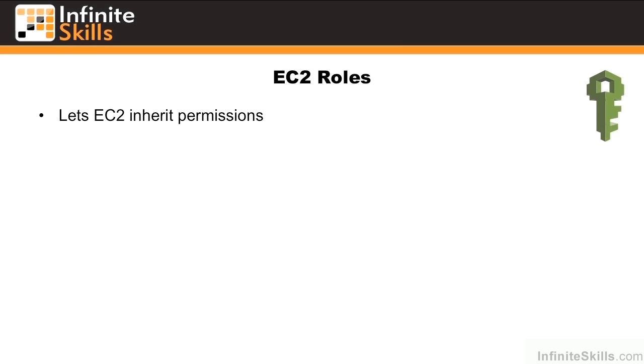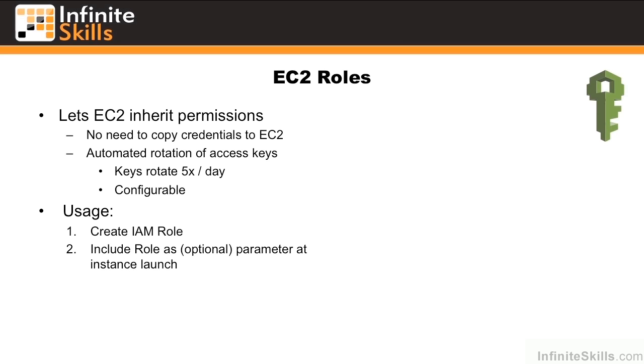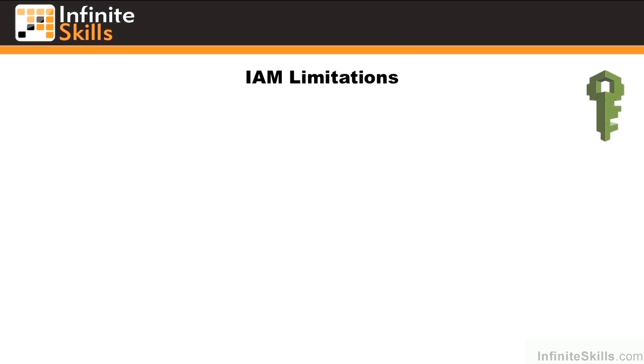EC2 roles let EC2 instances inherit permissions, avoiding the need to copy sensitive credentials into the EC2 instance itself. You can also specify automated rotation of the access keys, which is done 5 times a day and is configurable. A typical usage here would be to create an IAM role, include the role as an optional parameter at instance launch, and then from the instance, you sign requests to services with this role's access key.